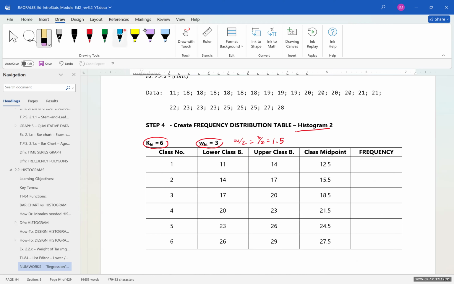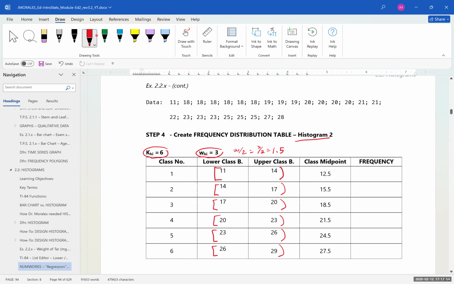And now we need to calculate frequency. So remember, we're including the lower bound and excluding the upper bound. Include, exclude, include, exclude, like this. And I apologize for the numbers shifting there. It's just the way Microsoft Word works. All right, so let's count the frequencies.